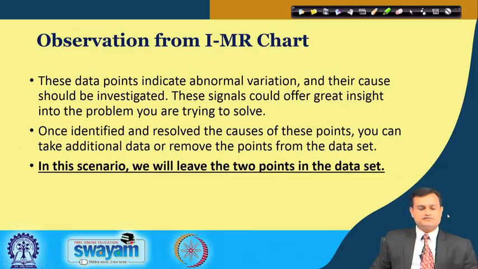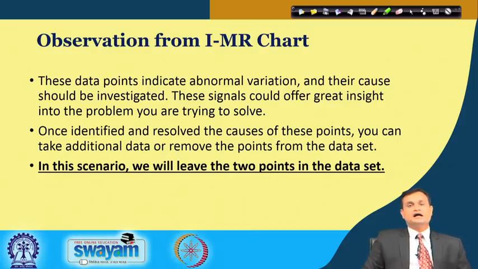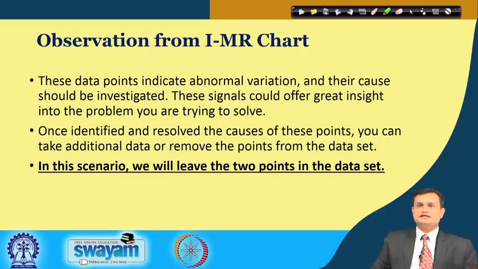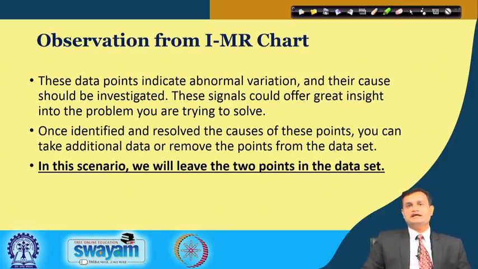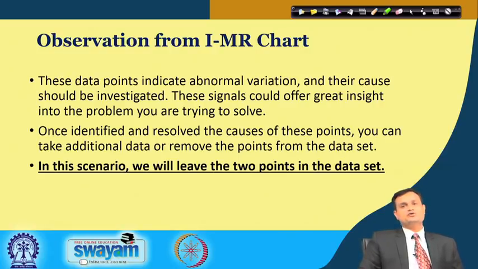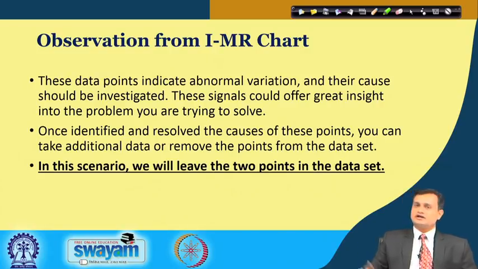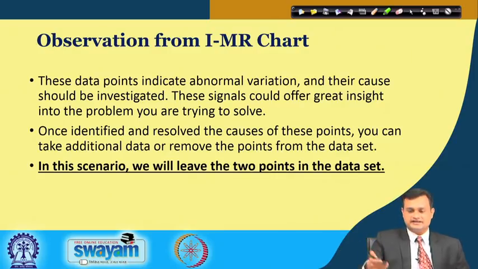Now, I have the observation that these data points which are outside the upper control limit indicate abnormal variation, and once identified, resolve the cause of these points. As I said, take the corrective action, and you can take additional data or remove the data points from the data set, and then you can conduct the process capability analysis for the remaining data.